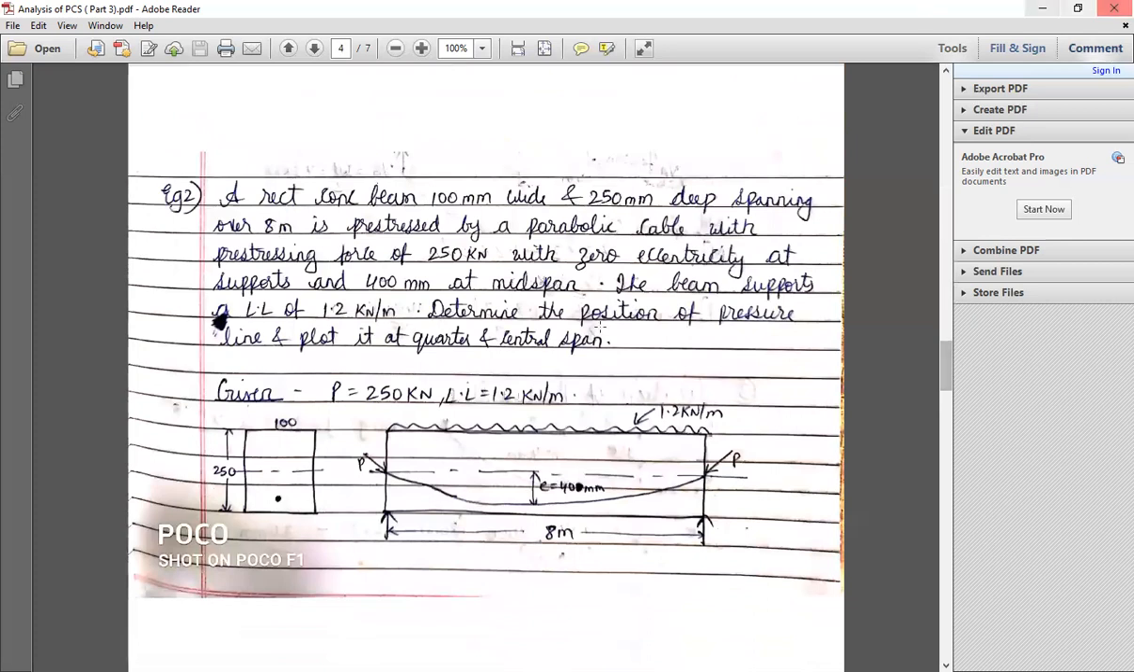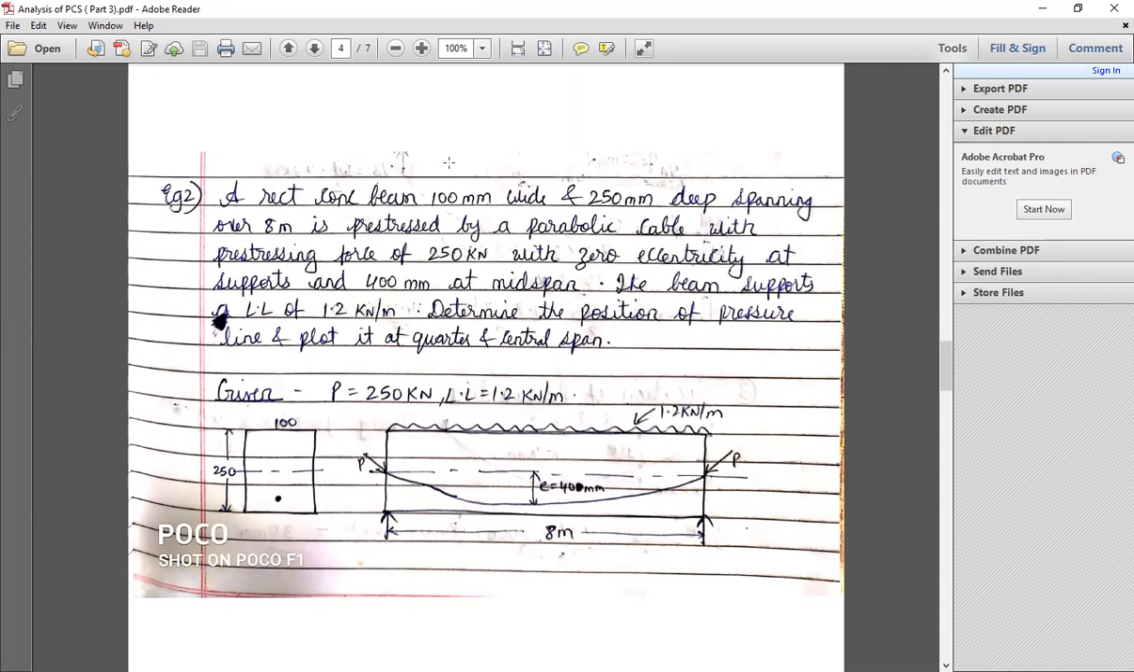So now the second example is a rectangular concrete beam 100 mm wide and 250 mm deep spanning over 8 meters, pre-stressed by a parabolic cable. Okay, so this time it is a parabolic cable with a pre-stressing force of 250 kilonewton with zero eccentricity at the support and 400 mm at the midspan. The beam supports a live load of 1.2. Determine the position of the pressure line and plot at the quarter and the central span. Okay, so the same thing we have to do again. We have to determine the position, but the only difference here is the tendon is parabolic, right, the parabolic profile is given in the question and eccentricity is also given.